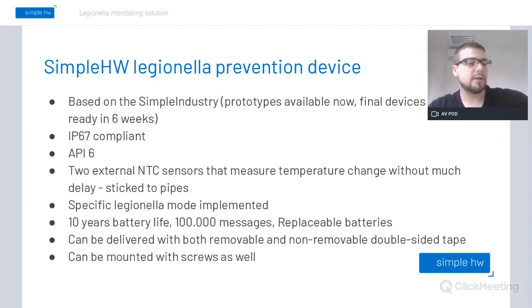And when it comes to mounting, I've already shown you that the cases have these mounting flaps that you can use to screw the device onto a wall or wherever you need it. But of course, it's also possible to deliver the devices with double-sided tape that can be either removable or non-removable. And it is, of course, a solution as well. Depends on what your preference would be.